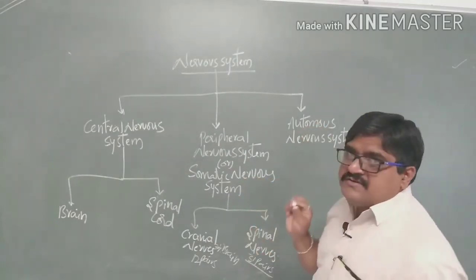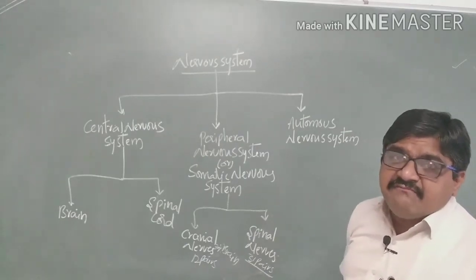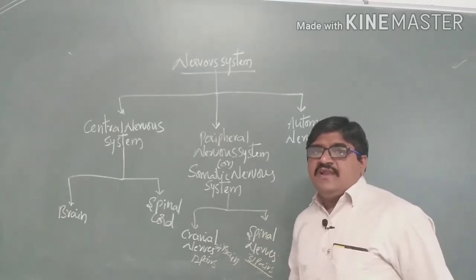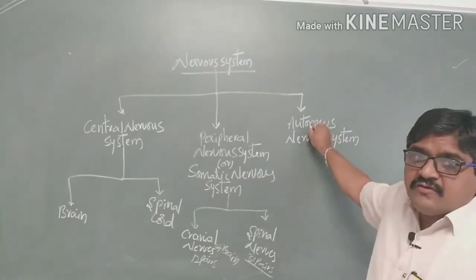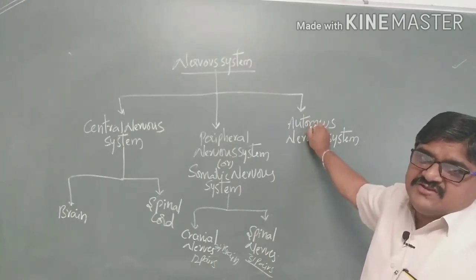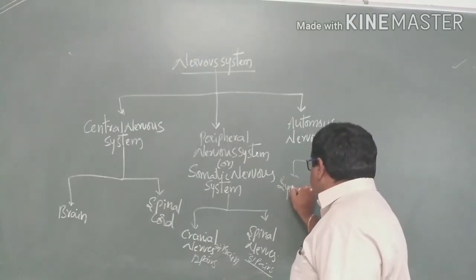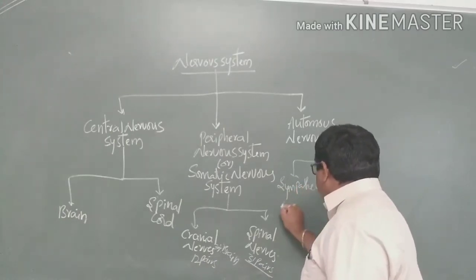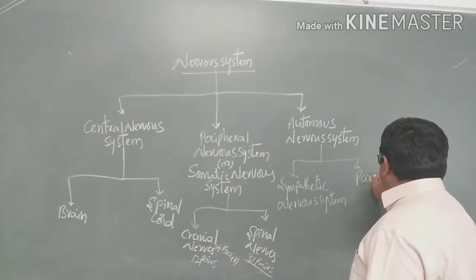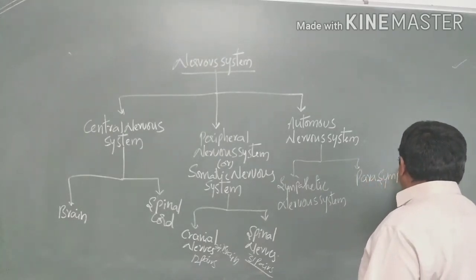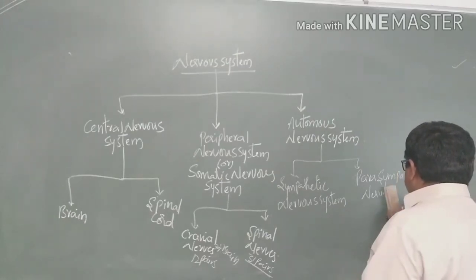Next, the autonomous nervous system. This nervous system is not under the control of our will, so we can call it autonomous, or involuntary in function. The brain and spinal cord are under the control of our willpower, whereas the autonomous system is not under our control, so we call it involuntary. It is classified into two types: one is the sympathetic nervous system, and the other is the parasympathetic nervous system.